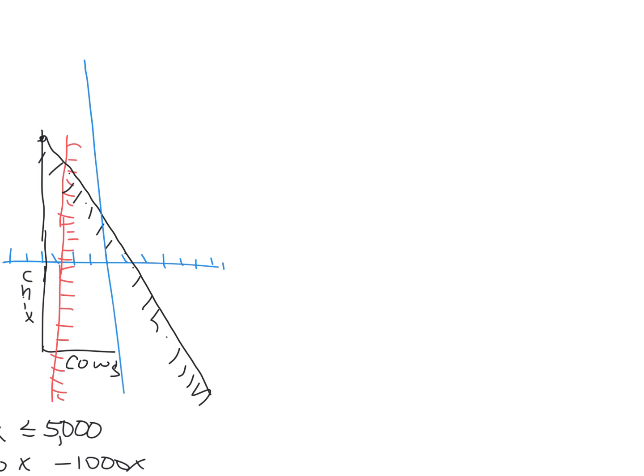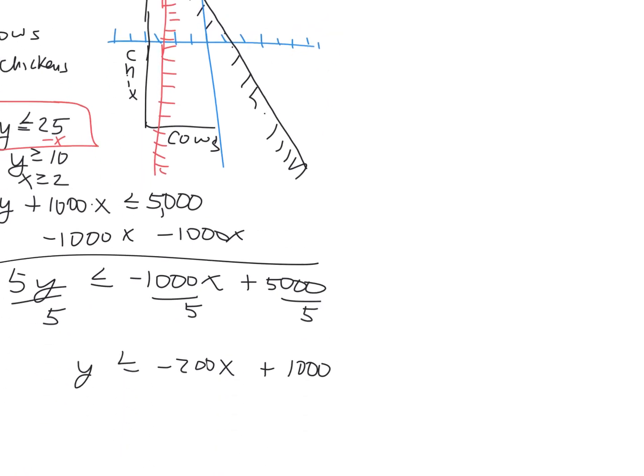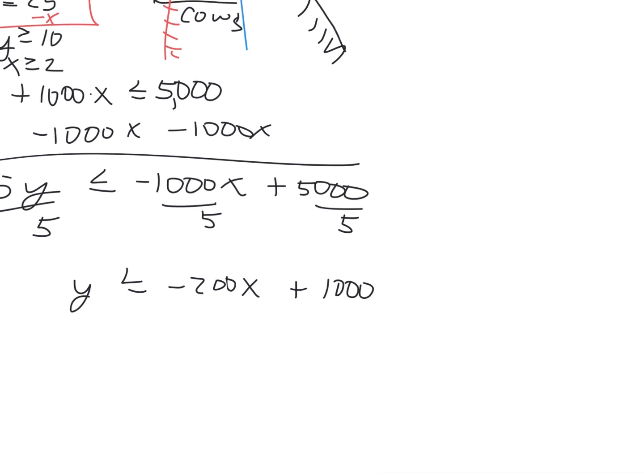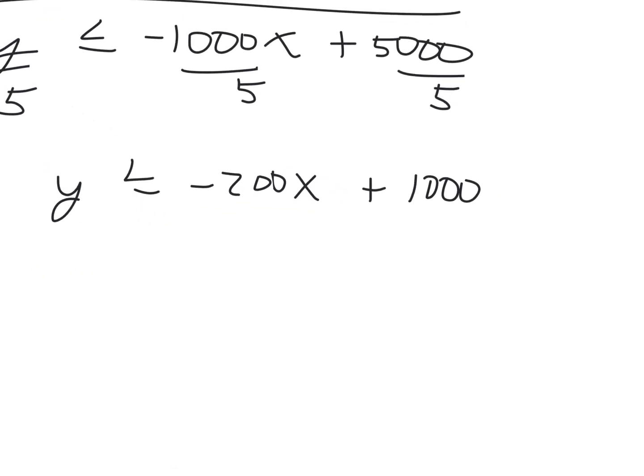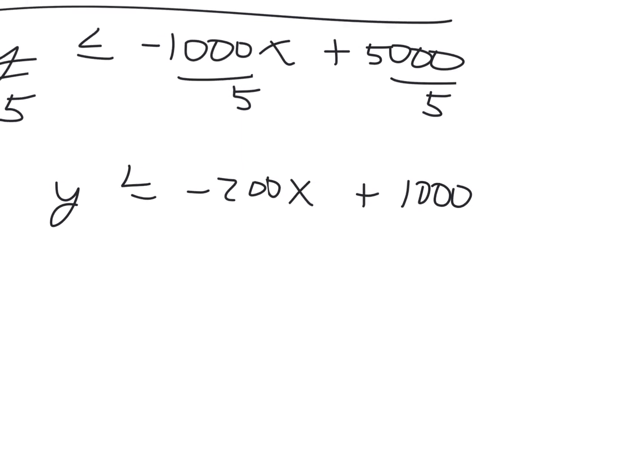5,000 divided by 5 is 1,000. Yep. There's what I got. Y is less than or equal to 200x plus 1000. Is that right? I think it is.